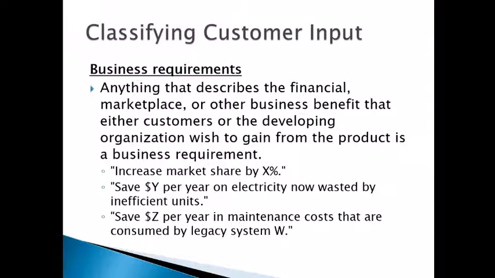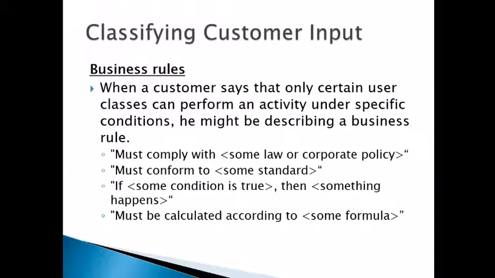Okay. So the financial benefit will increase market share by X%, save Y% per year on electricity now wasted by insufficient units in cost minimization, save $Z per year in maintenance cost that is consumed by the legacy system W. So the legacy system will be obsolete now, the new system will come, and the maintenance cost will be reduced.